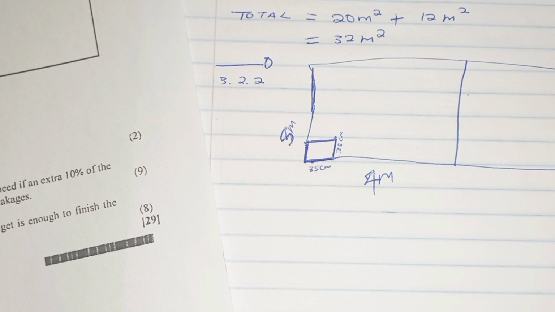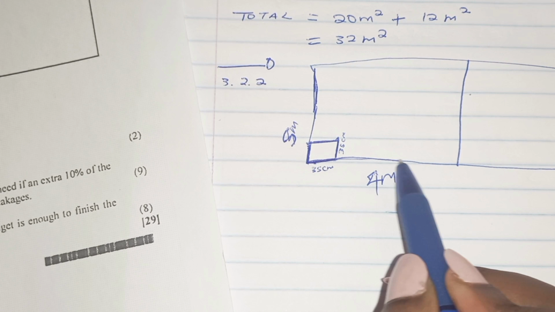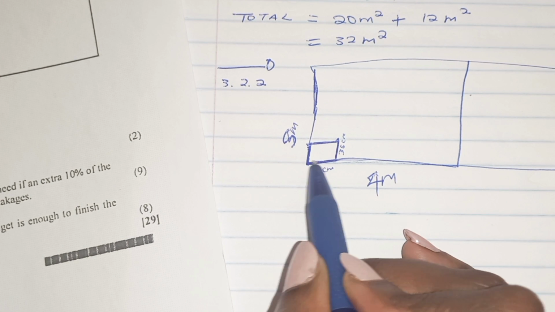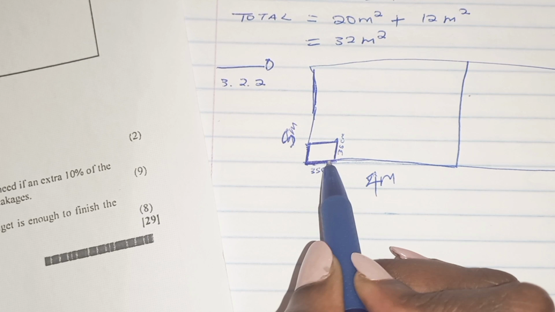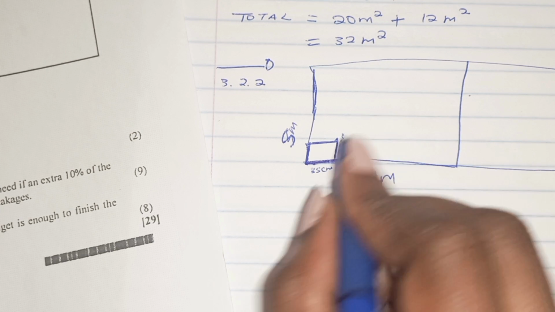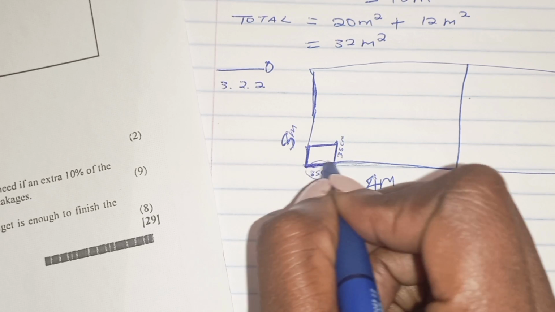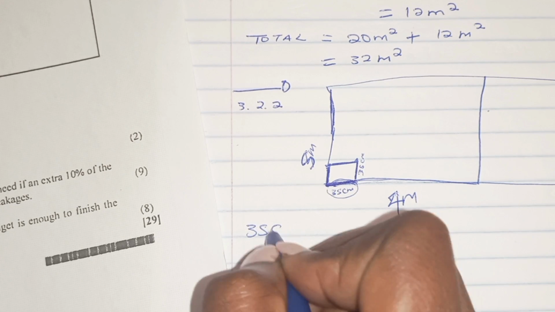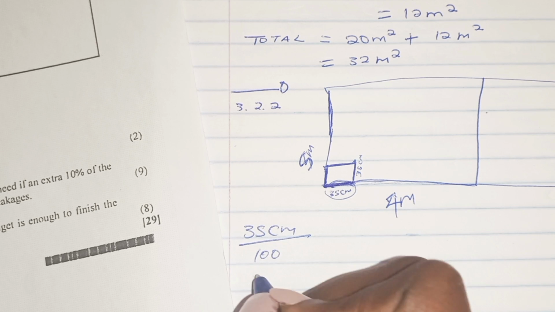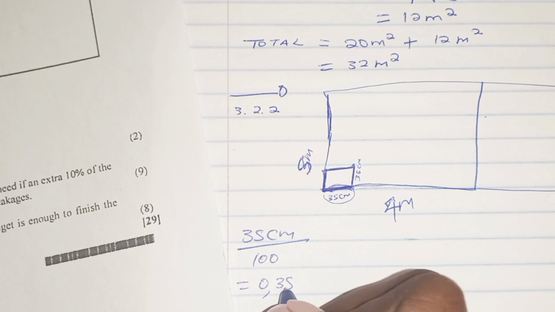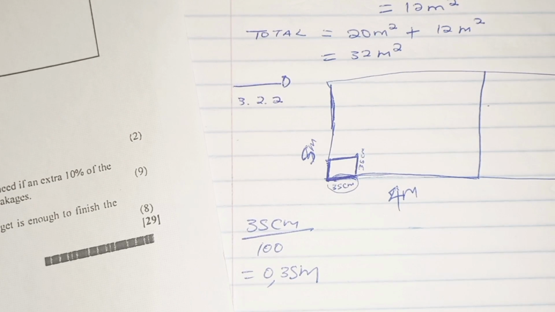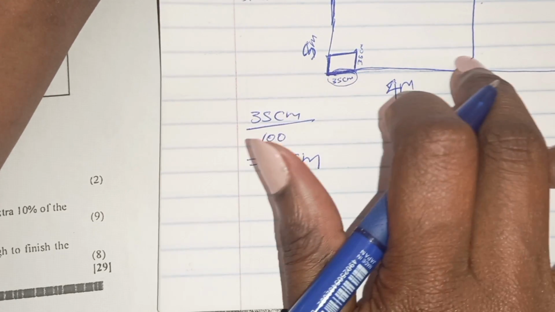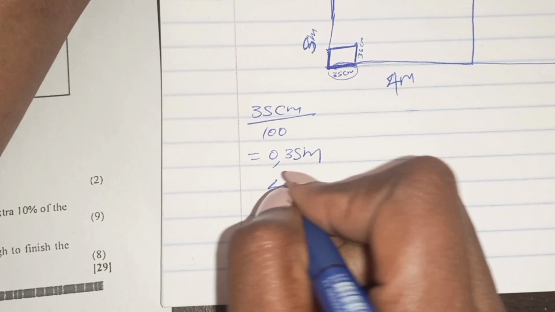So what I'm going to do is take the length of the room and divide it by the length of the tile. I'm going to make sure that the units of measurement are the same. First, 35 centimeters divided by 100 is 0.35 meters. And on this side, I want to find out how many tiles are going to go there.